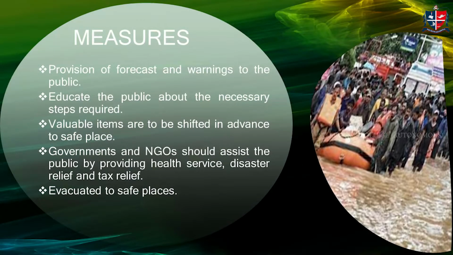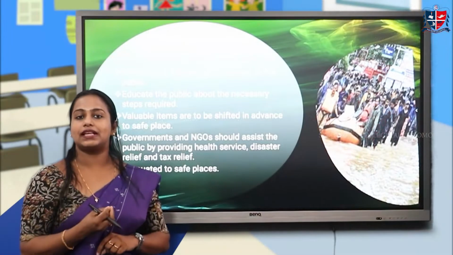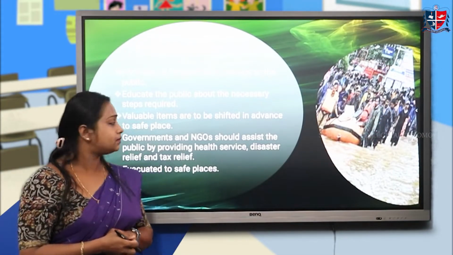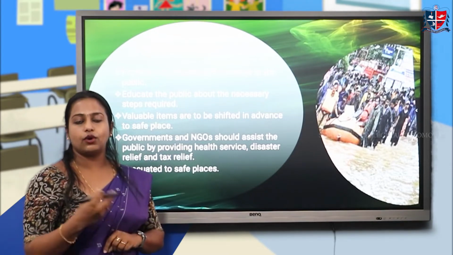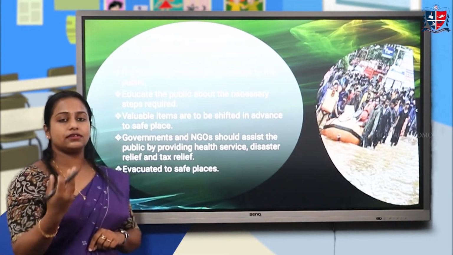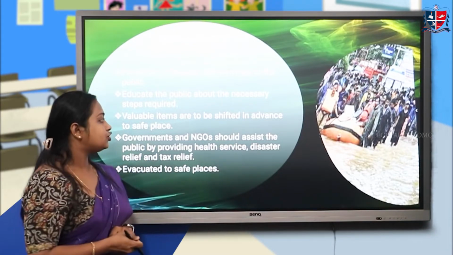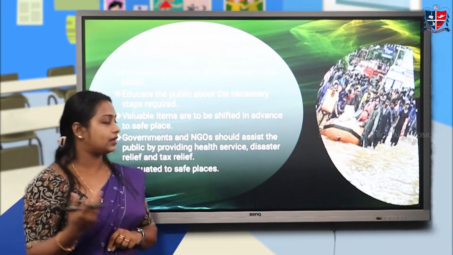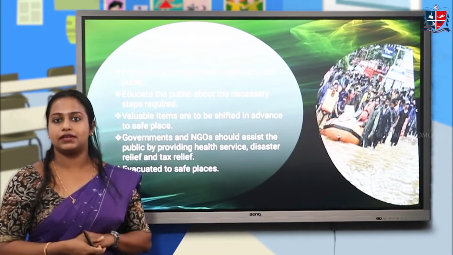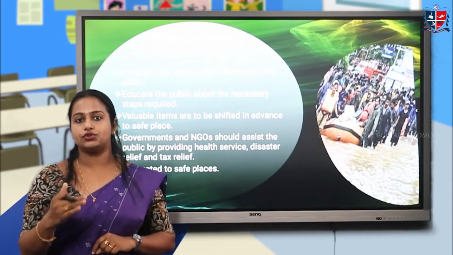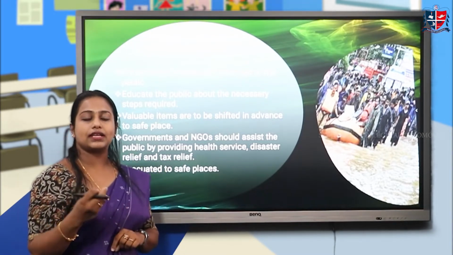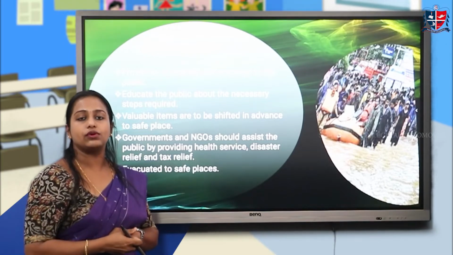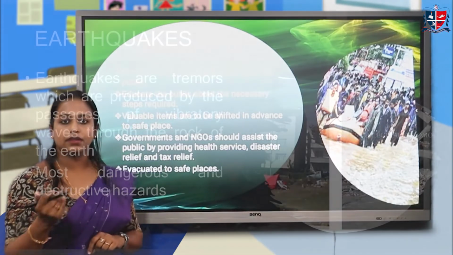Some of the measures that can be taken at flood times are provision of proper forecasting and warnings given to the people, then educating the public about the necessary steps they can follow during floods. Valuable items at home can be shifted to a safe place so that there is no loss. Government and NGOs should assist the public by providing health services, disaster relief or tax reliefs, etc. Then evacuate the people to safe places. These are some of the measures that the government and the people around can follow so that the severity of floods can be minimized.